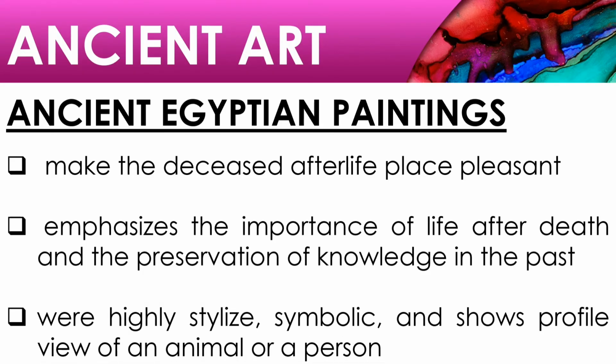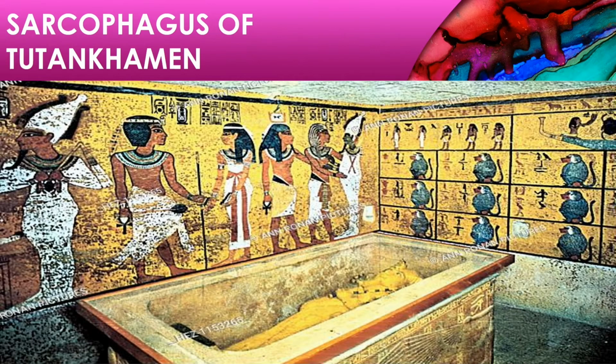Most paintings were highly stylized, symbolic, and showed a profile view of an animal or a person. This painting named Sarcophagus of Tutankhamen shows the king's events of life while he was still on earth and the scenes that he expects to encounter in the underworld of his death.